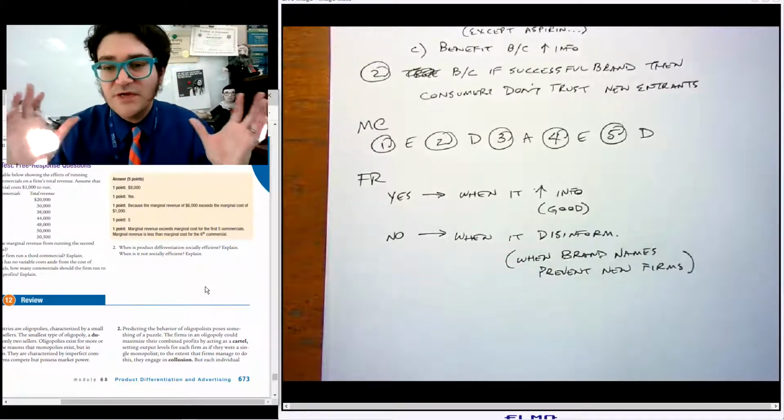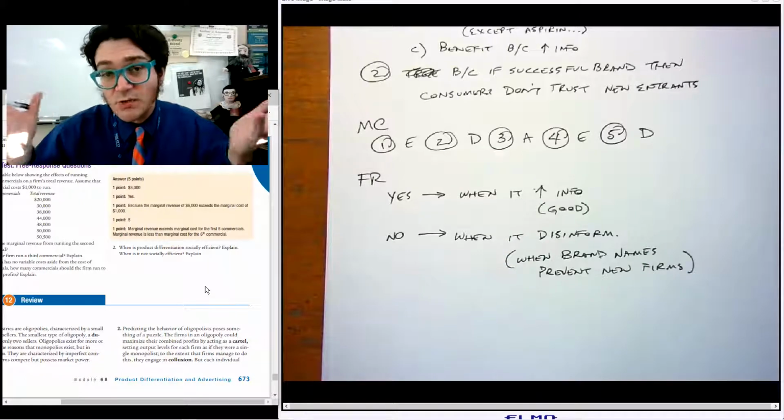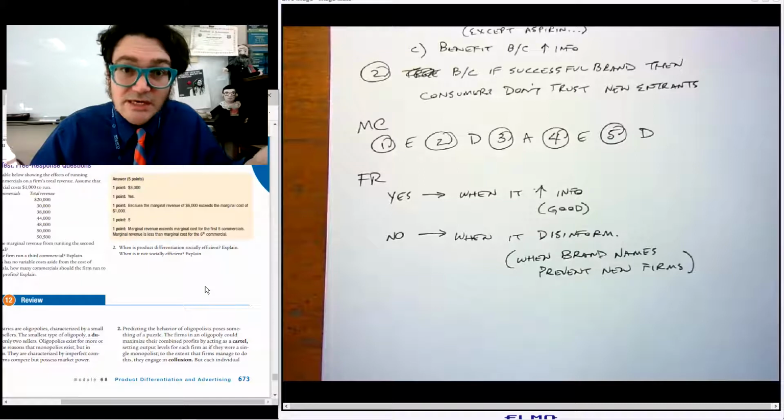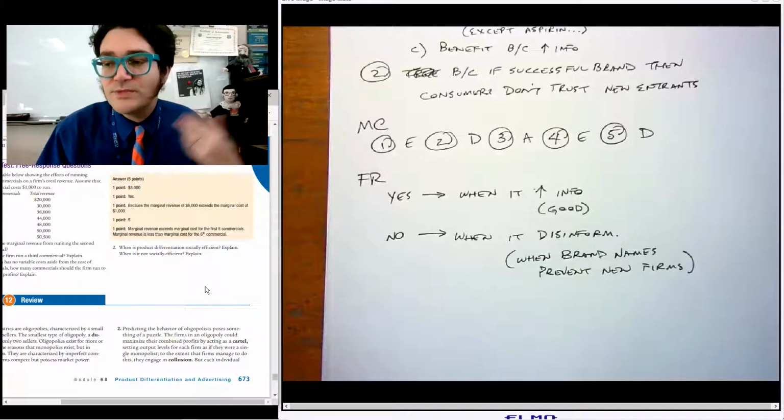So at a certain point, things like brand names can get, even though they signal quality and provide information, they can also create the problem of barriers to entry, which is not good, right? You'd want more firms to enter and exit.